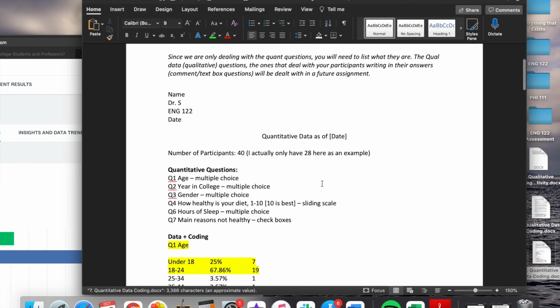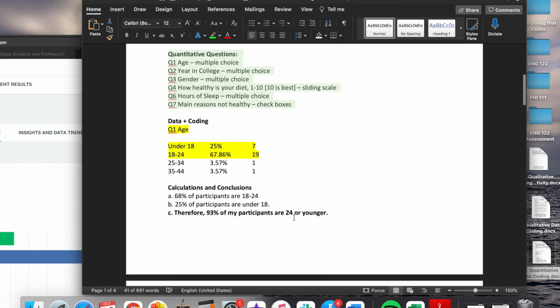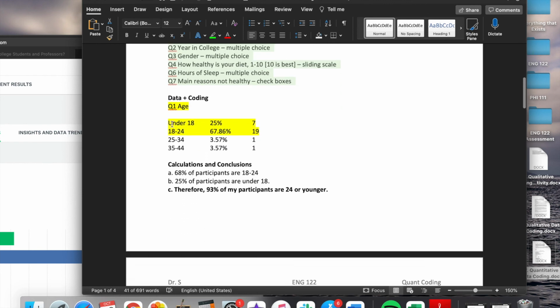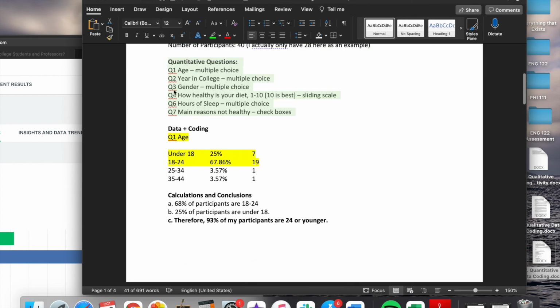You could at least set it up with your name, my name, English, and date, and then the title, the number of participants, and just leave it blank. And then list out your quantitative questions. You could do that. And you could even add in your answer choices. And then this little subheading. So you could do some work on it, setting it up.